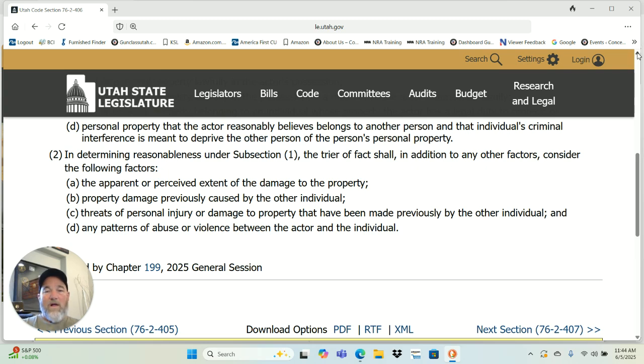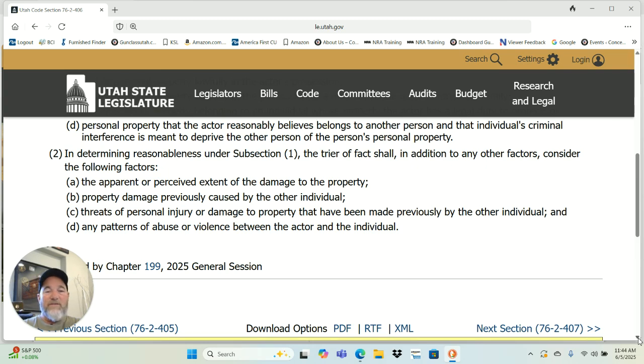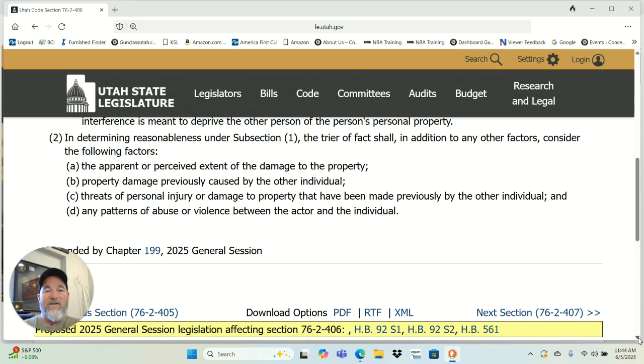Now, you can also defend personal property that you reasonably believe belongs to another person and that the individual's criminal interference is meant to deprive the other person of the personal property. And in determining reasonableness, the apparent or perceived extent of the damage or the theft to the property is going to be taken into consideration. Anyone that has previously damaged your property, or any threats of personal injury or damage to the property that have been made previously by the individual.